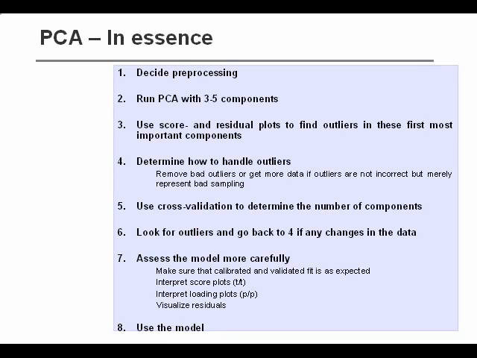Again, you look for outliers because these may change depending on the number of components that you decide. You go back and forth detecting outliers and detecting the number of components until you have no changes in your decisions. After you're done with that, you can assess your model more carefully. You can start interpreting the scores, the loadings, visualize residuals, and use the model for whatever you decide to use it for.